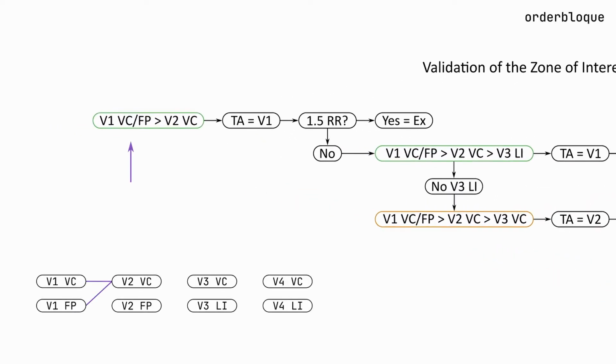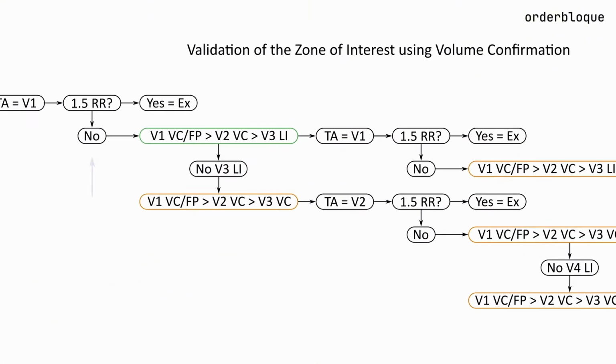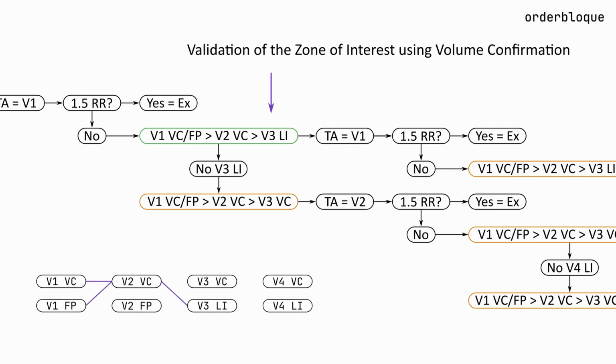We have a zone of interest, then volume confirmation. The trouble area must equal the first variable. If the minimum risk-to-reward ratio to it is 1.5, then a position entry can be made. The green colour means that the stop loss is placed at the invalidation level of the idea itself, that is, beyond the volume confirmation extreme. If the risk-to-reward ratio is unsatisfactory or doesn't meet the minimum requirements, then you need to find a third variable in the form of liquidity injection.